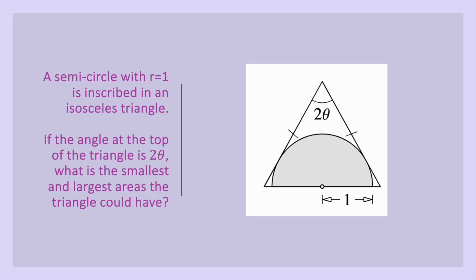Today's problem is a short little optimization question. We have a semicircle with radius 1 inscribed inside an isosceles triangle. The angle at the top is 2 theta. We could make it theta, but it makes it easier with the maths if it's 2 theta. What is the smallest and largest area that the triangle could have? Of course, if we change theta, the triangle will change its size. So good luck with the question, and we'll see you after the intro music for the solution.